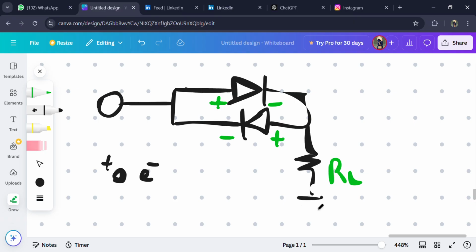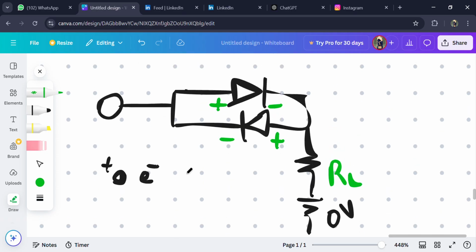Then this whole system ends up at ground. This is the end of the current. At the ground, all currents will become 0 volt. Either we are providing 100 volts or only 0.1 volt, after coming to the ground, it will become 0. This is the property of ground, by the way. Okay, so this is our full wave rectifier.